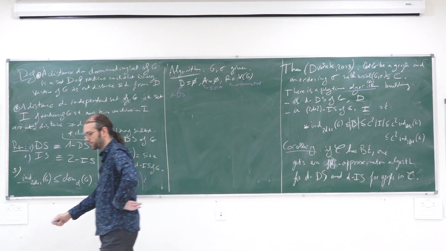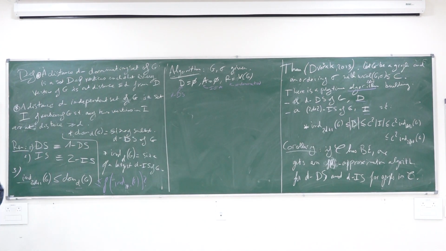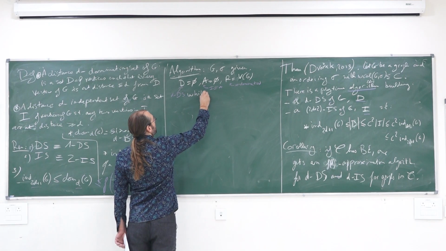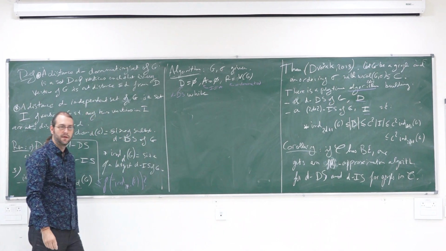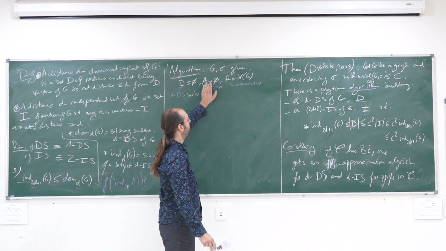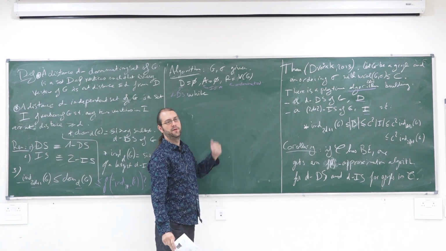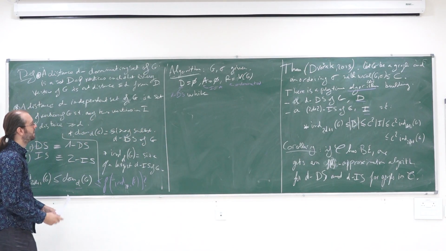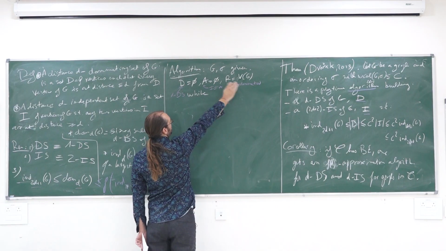Undominated. Are we building both together? Yeah. In fact, I'll build D and A, and from A there will be another algorithm to find I inside A. So the first step is to build these three things.